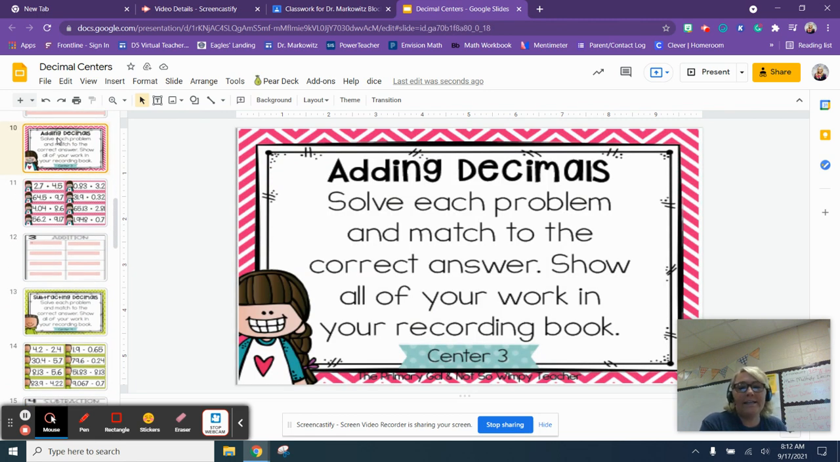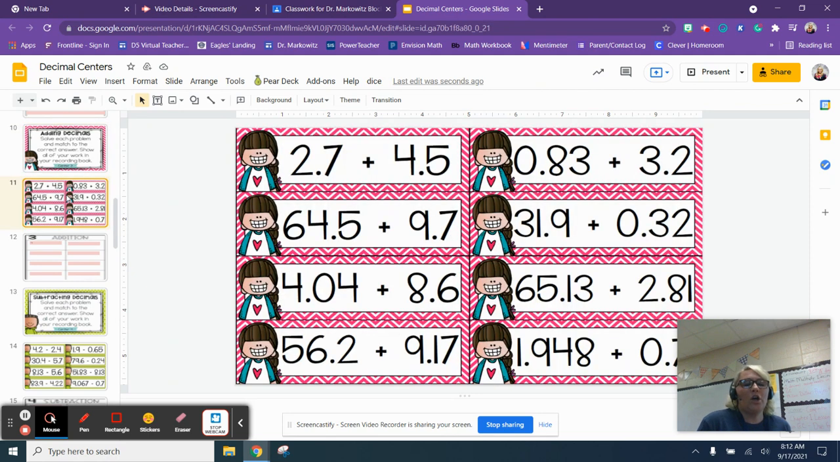For slide 10, it says adding decimals. Solve each problem and match to the correct answer. Show all your work in your recording book. Your recording book just means like your notebook. It's just where you're writing things down. So you're going to go to slide 11. And those are your questions. So the first question says 2 7/10 plus 4 5/10. And you're going to solve this on your paper.